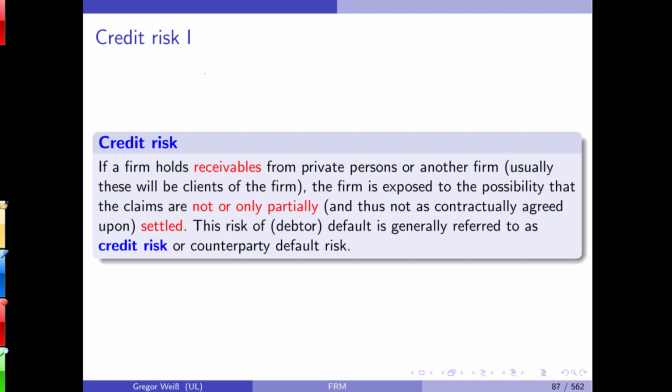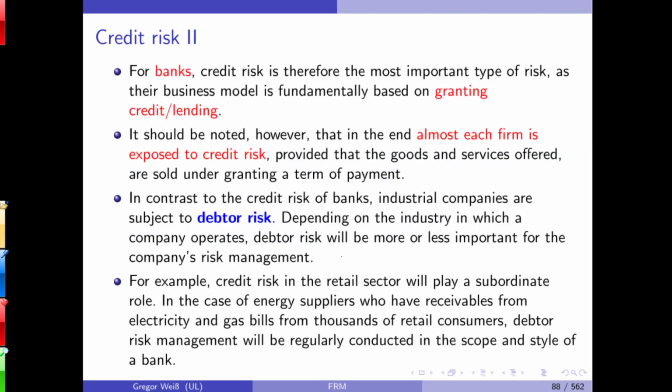I might default on my obligation, on my liability, and almost all companies are exposed to some sort of credit risk. By the way, the German word for receivables is Forderung aus Lieferung und Leistung. Every time you sell something and you expect payment in the future, so you have receivables on your balance sheet, you're exposed to credit risk. That is why many industrial companies, not just financial institutions, have credit risk management. Sometimes you also have something that's called counterparty default risk. We'll talk about this in a couple of slides.